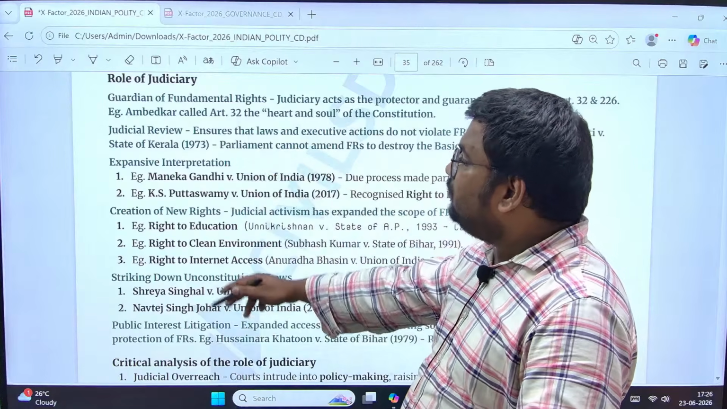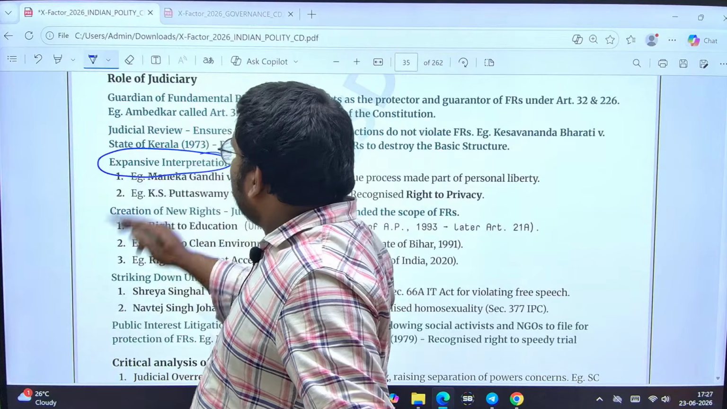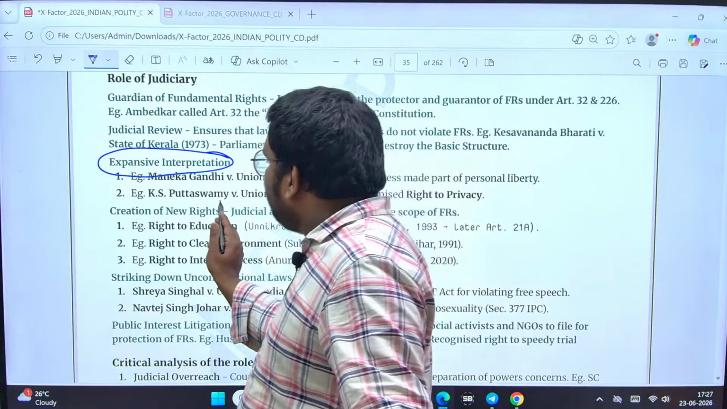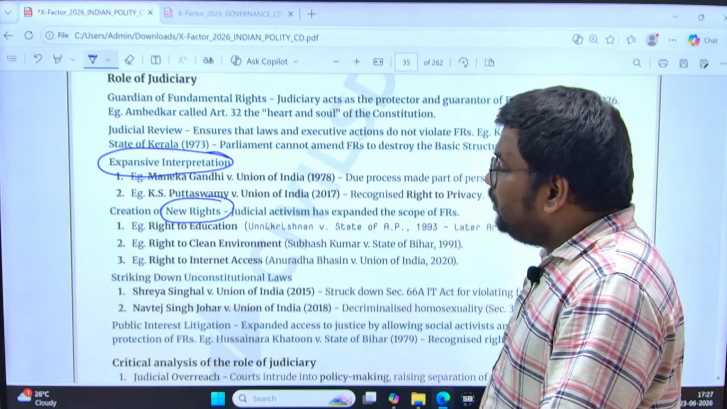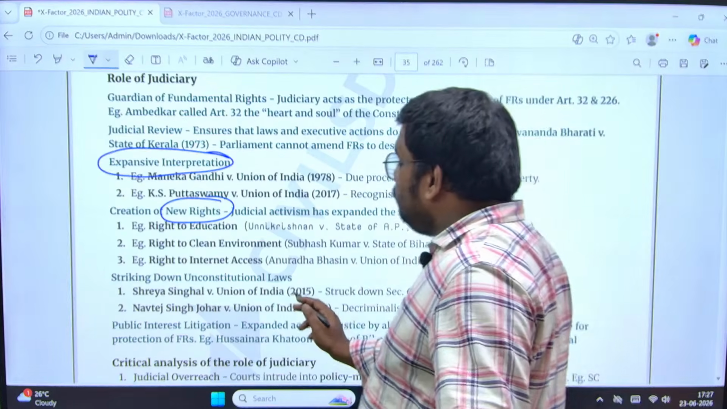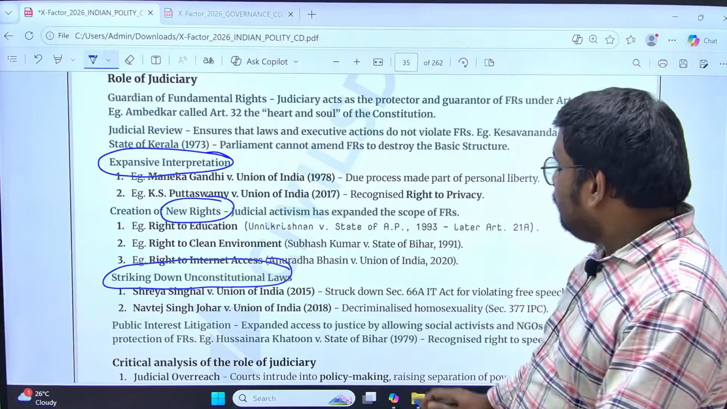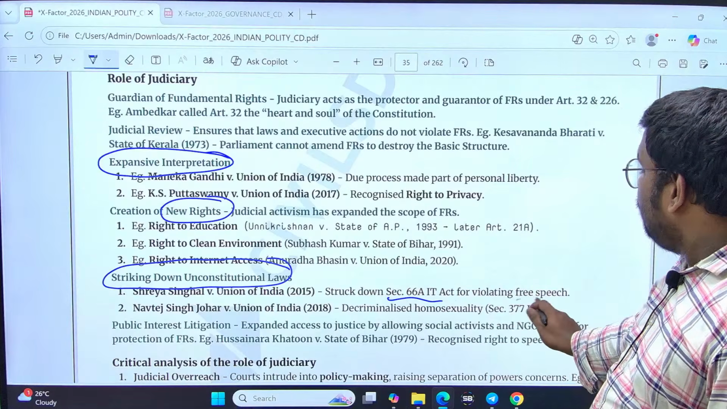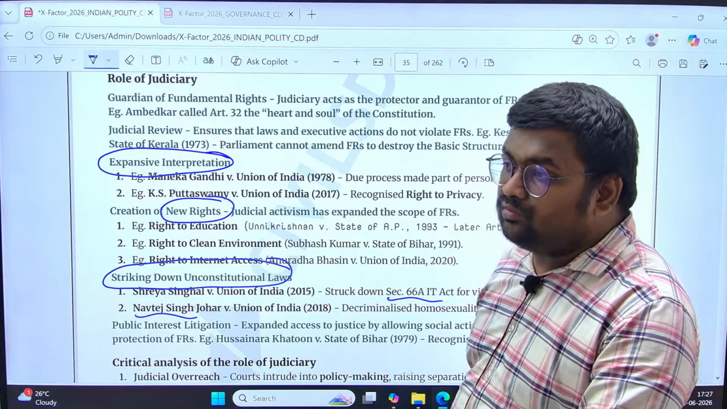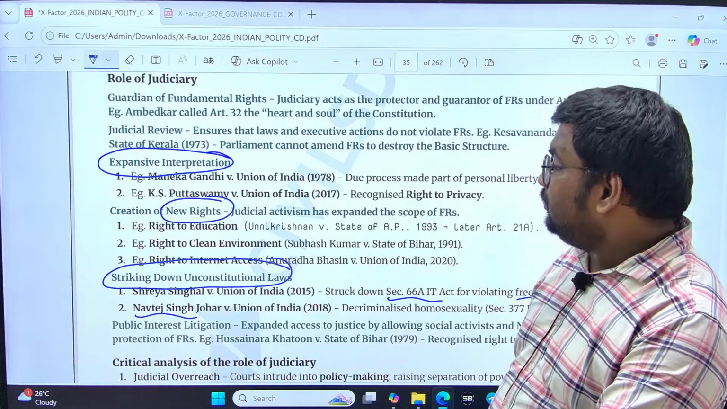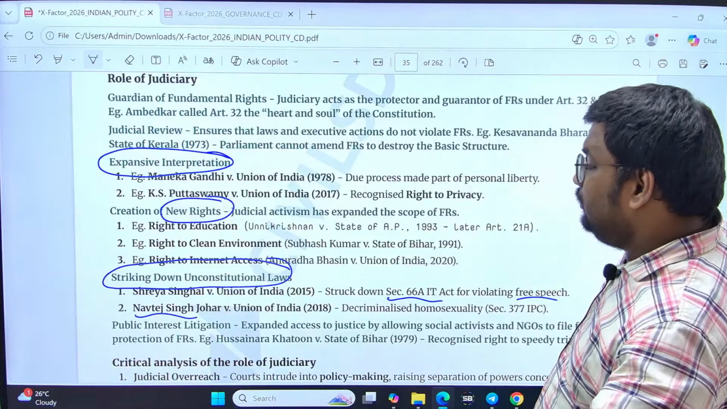You can see how we have classified, how they have expanded the scope of the existing documents or how they have created new rights only. ठीक है कि जैसे right to education, right to clean environment, ठीक है, और how they have struck down the unconstitutional laws, कि जैसे struck down section 66A for violating free speech. Similarly Navtej Singh Johar, similarly NJAC case also you can mention, which is the part of basic structure. So this is how we have given the classification of the Supreme Court interpretation of the constitutions.